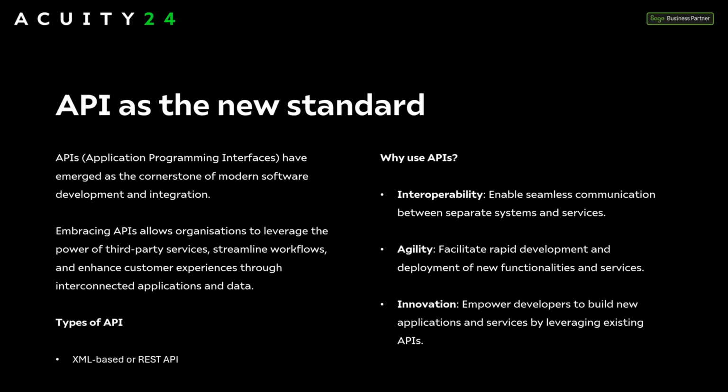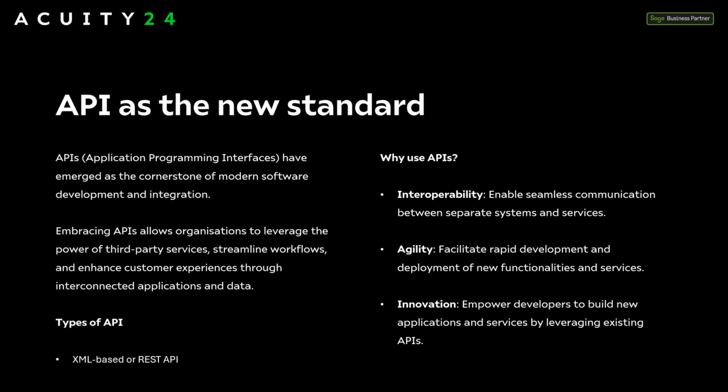Embracing APIs allows organizations to leverage the power of third-party services, streamline workflows, and enhance customer experience through interconnected applications and data. Sage Intacct supports two types of APIs: the XML-based or SOAP API, and also the REST API. Why use an API? These are the benefits.